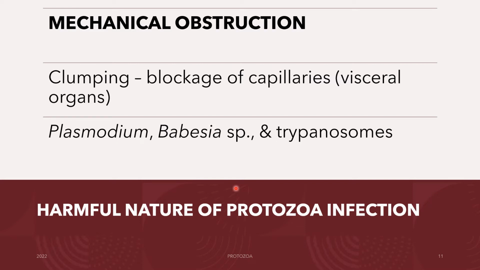Protozoa are too small to cause mechanical obstruction. However, occasional clumping of the organisms may lead to blocking of the capillaries of the visceral organs, including the brain and the spleen, and this can be exemplified by the hemoflagellates such as the Plasmodium, Babesia species, and the Trypanosomes. So the protozoa, particularly those that reside in the blood, are very important because they can cause mechanical obstruction of the blood vessels.